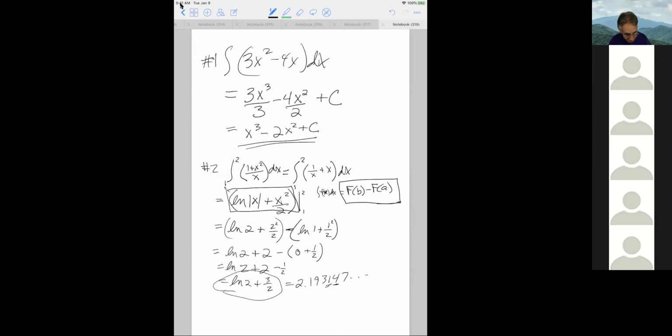And the bar is indicating what B and A are. So on the next step, this right here is cap F of B, and this is cap F of A. Finding the difference.